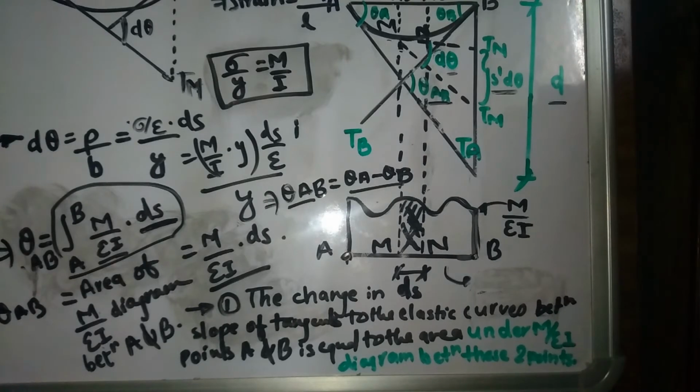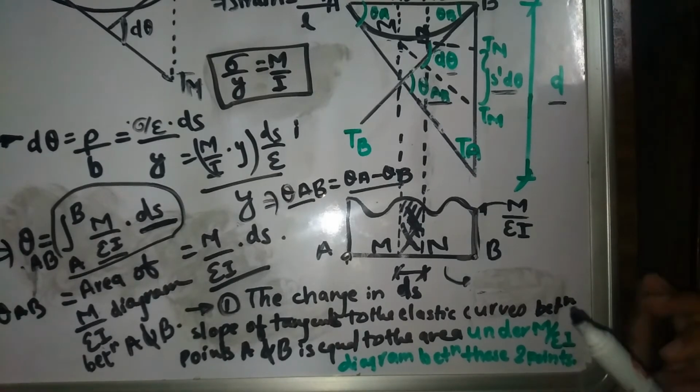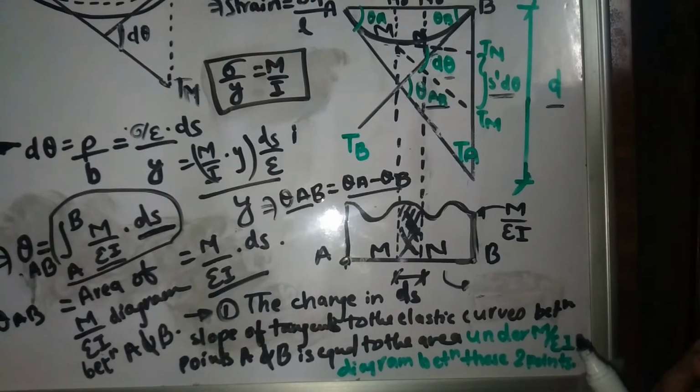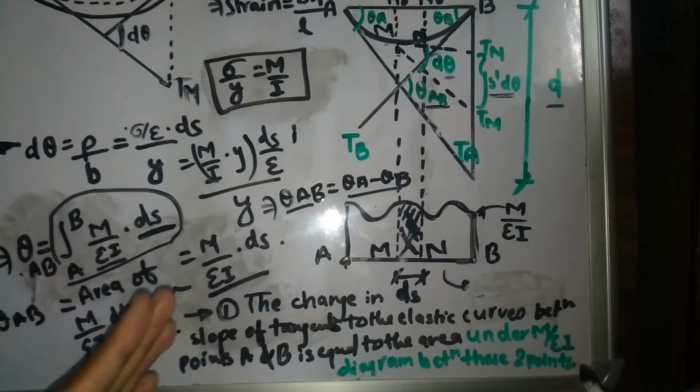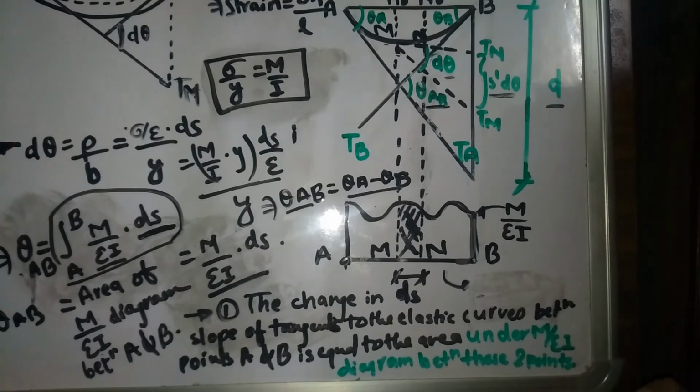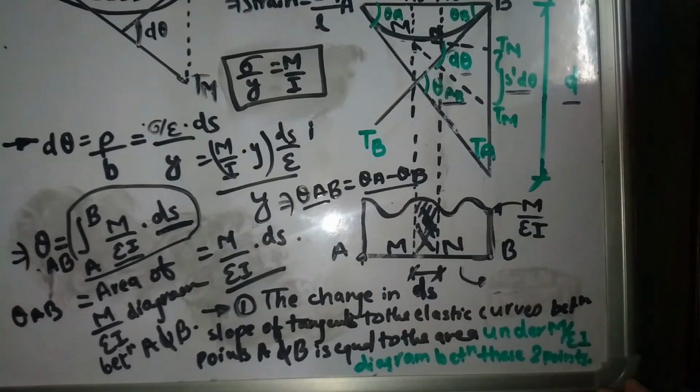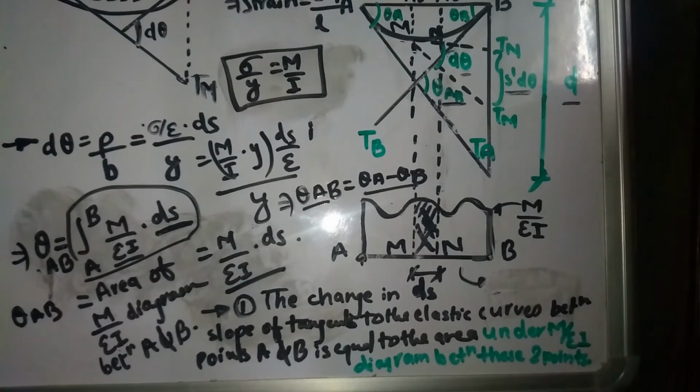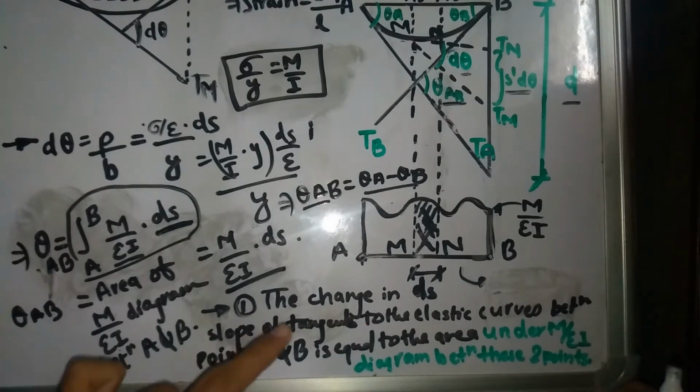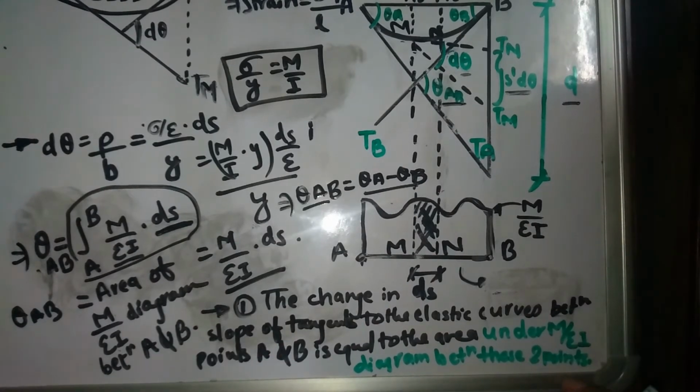Our first theorem of the moment area method doesn't give us any particular slope, but it gives our change in slope. In our previous theorems we were directly calculating slope, but right now we are calculating change in slope. How we are going to use this to calculate slope will be explained in the numerical in our next video, whose link you can find in the description box below. Right now we're just explaining the two theorems related to the moment area method. So this is our first theorem; note it down.